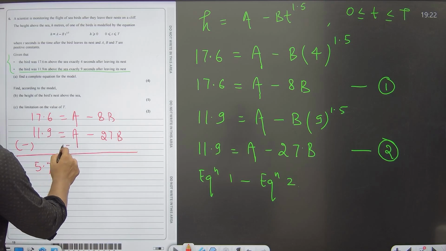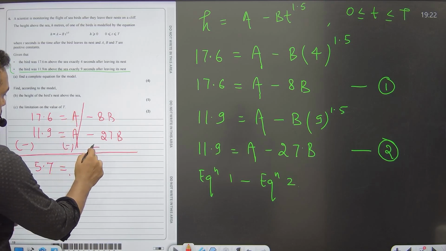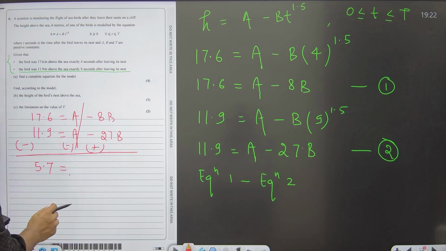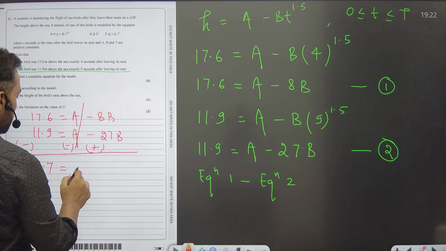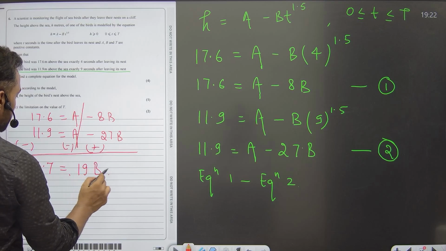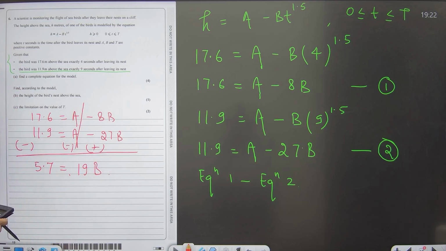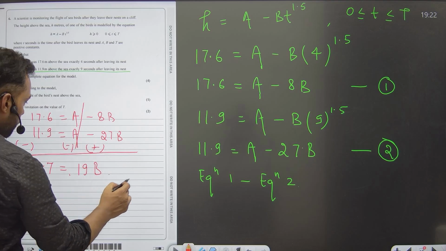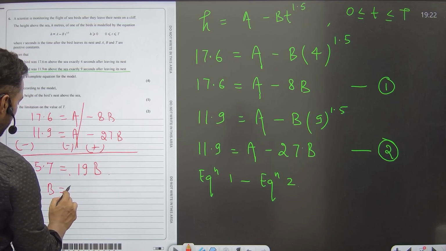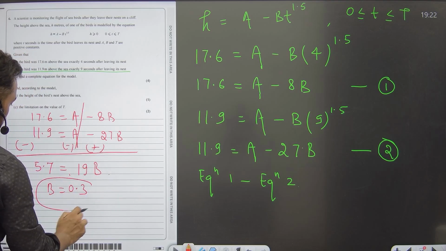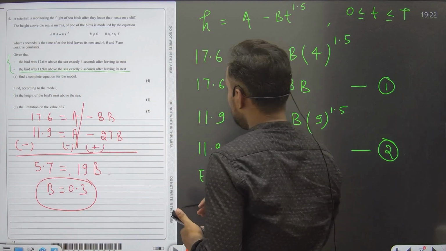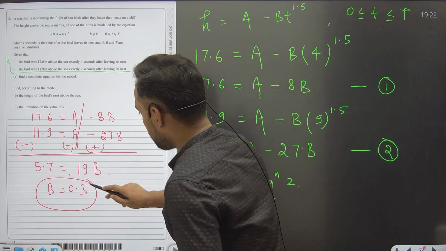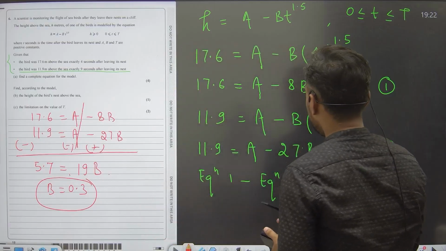Now here a and a will get cancelled, and here you will get positive 27b and negative 8b, that will be equal to 19b. From here, if I ask what the value of b is, we get 0.3. So b will be 0.3, students. Okay, b we have got as 0.3. What do we need to do now? We will be plugging the value of b into equation number 1.